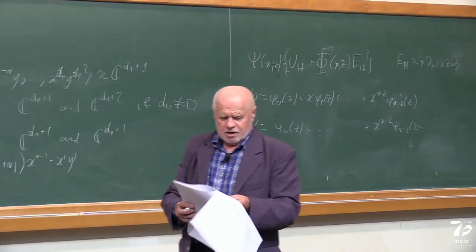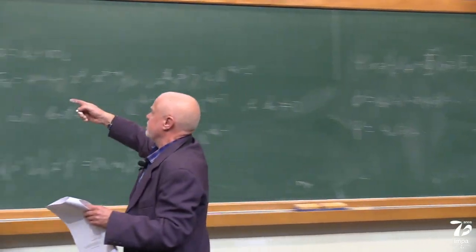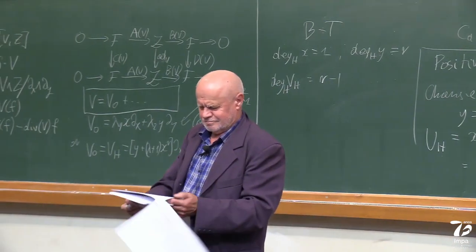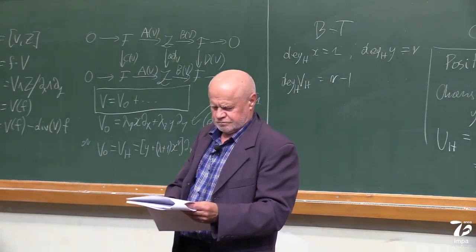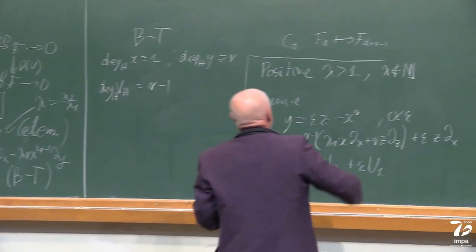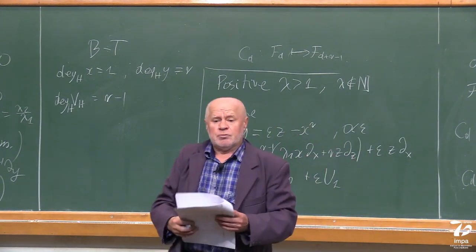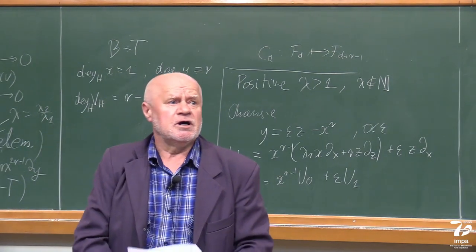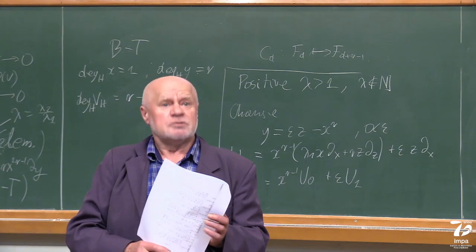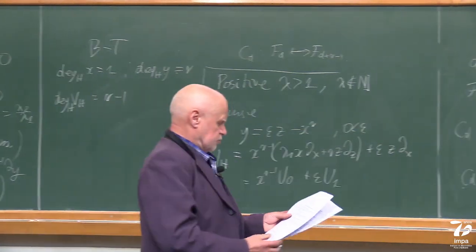I have prepared how that unique normal form is obtained in this case, but I skip it. The case when lambda is negative and irrational is treated more or less in the same way as in the elementary situation, using the Ilyashenko argument. One can adapt that argument to this situation.